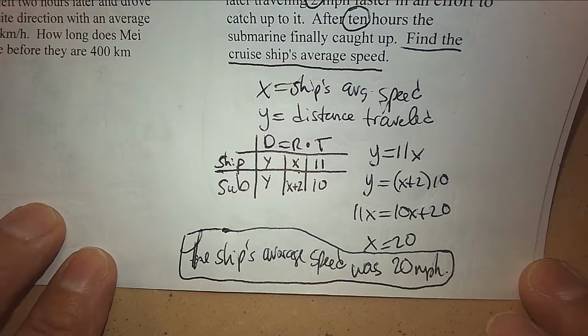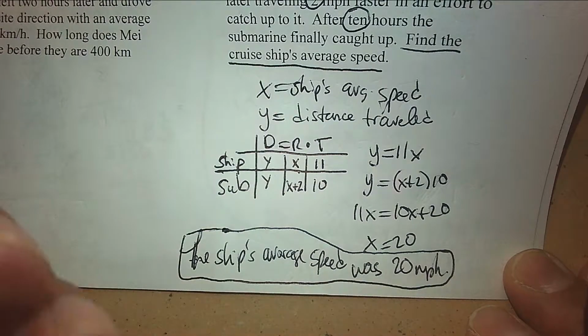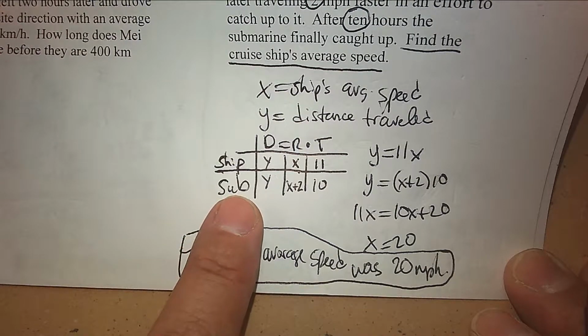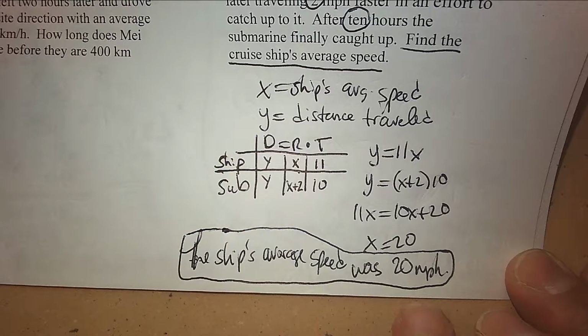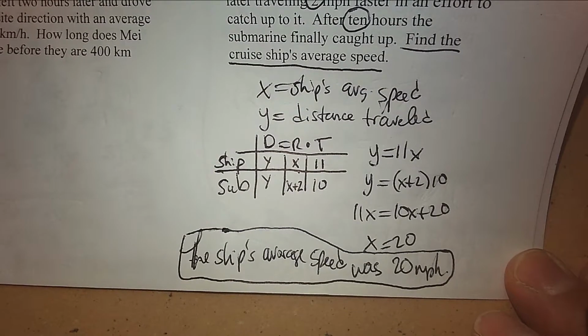If the question was how fast was the submarine going, the submarine was going 22 miles per hour. If the question was what distance was covered, right? How many miles was covered? You could plug 20 in and realize 11 times 20 is 220 miles. You could answer different parts of the story, right? Whatever part's being asked. All right, when you're ready, turn the page.